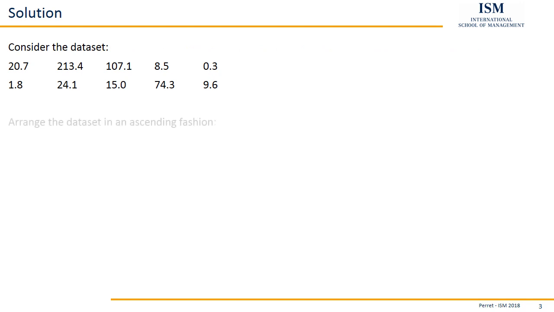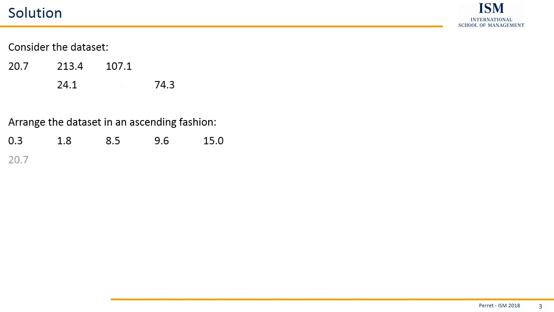We consider the data set, and before we do anything else, we start arranging the data set in an ascending fashion. So we start with the smallest number, 0.3, then the next smallest number, the 1.8, the 8.5, 9.6, and so forth. So we always take the respective number and erase it from the data set. Now we have an ordered data set, which will help us quite a lot in the next few exercises.